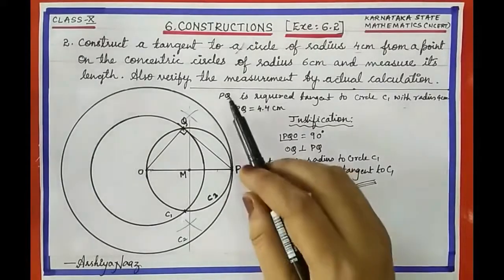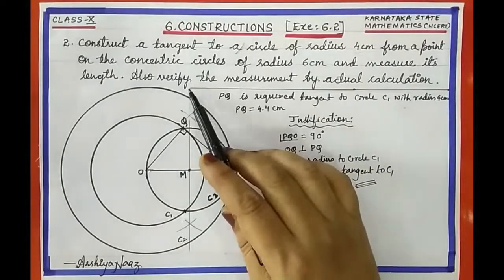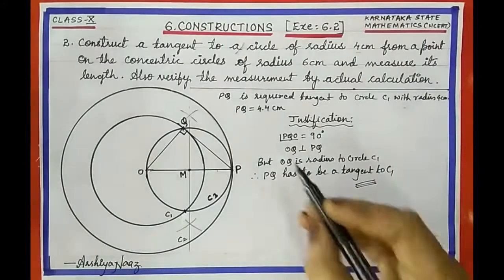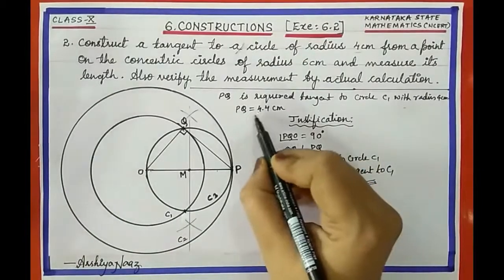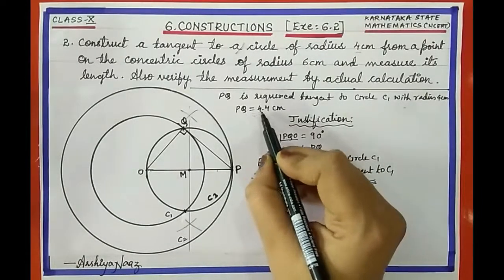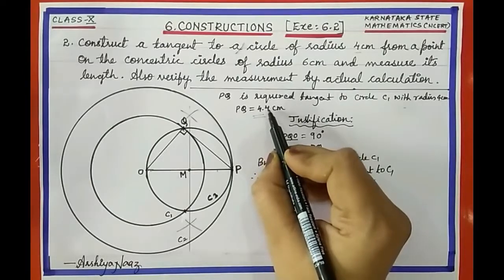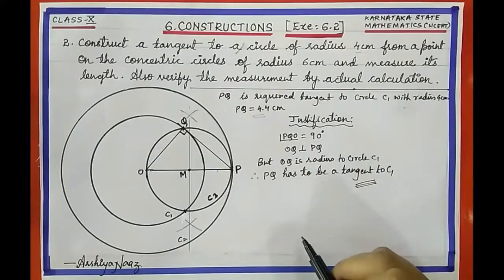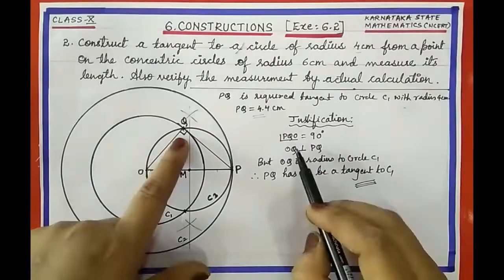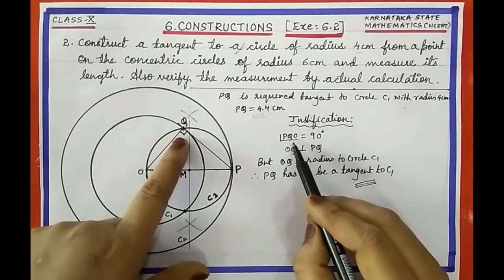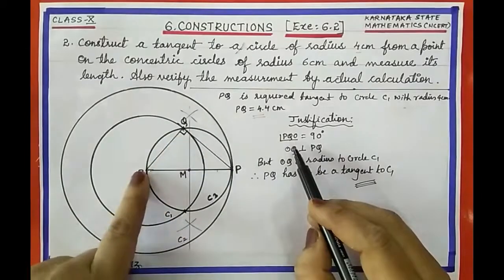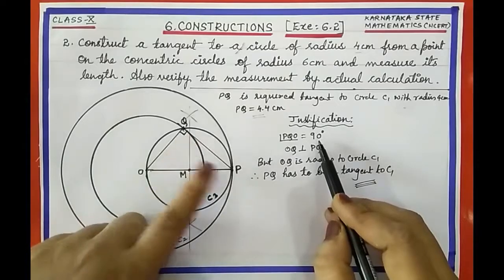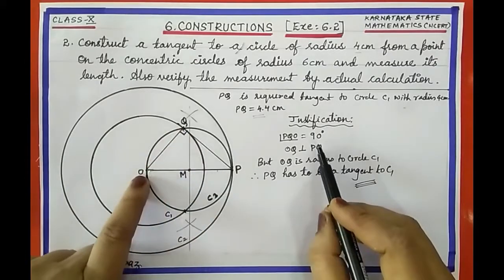But in the question, it is also asked to verify the measurement by actual calculation. So we have measured the length of the tangent, that is approximately 4.4, with the help of a scale. Now with the help of calculation, let us verify it. As we have written, angle PQO is equal to 90 degrees, that is a right angle. Then PQO is a right angle triangle.